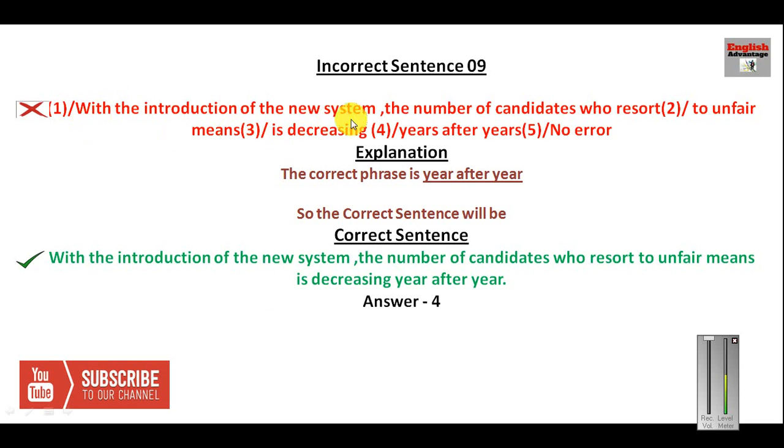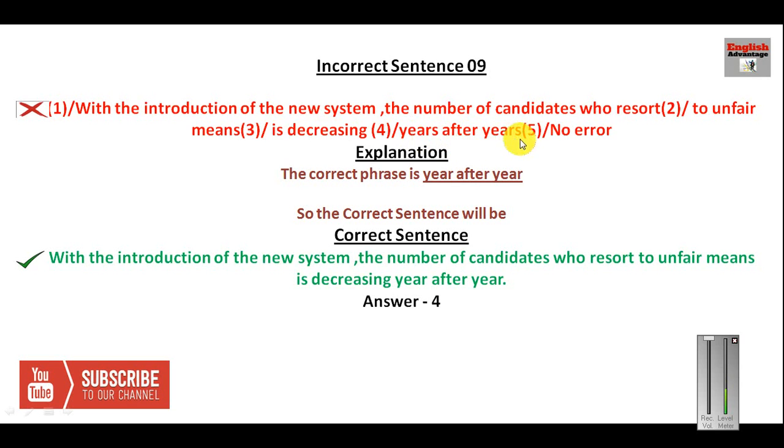With the introduction of the new system, the number of candidates who resort to unfair means is decreasing. Is decreasing is correct here, because is relates to the number, and number is singular. So is correct here. Is decreasing. Just see this phrase years after years. This is wrong. All these kinds of phrases you have to write in singular. Year after year, day after day, book after book, this way.